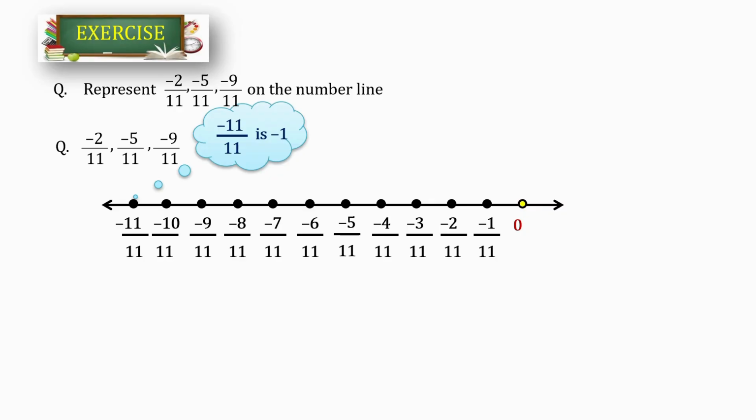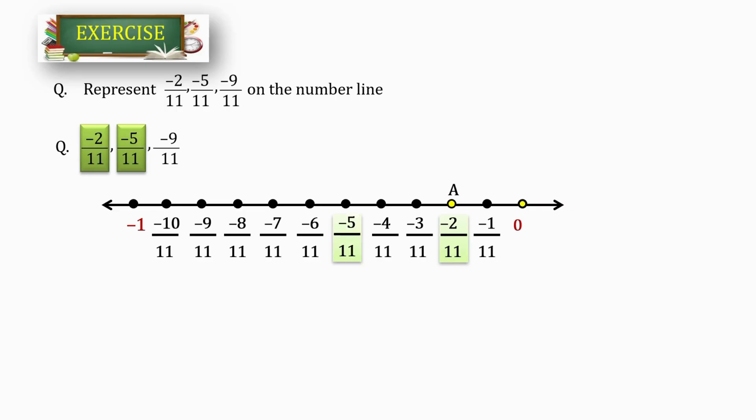Since minus 11 by 11 is minus 1, we can write it as minus 1. Now point the numbers. Minus 2 by 11 as A, minus 5 by 11 as B, minus 9 by 11 as C.